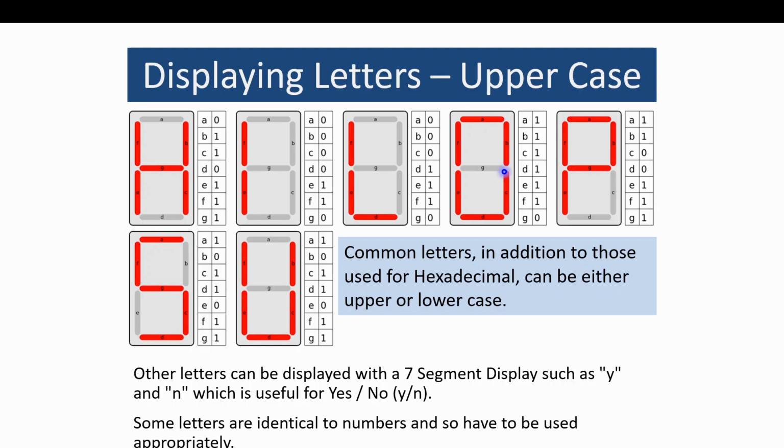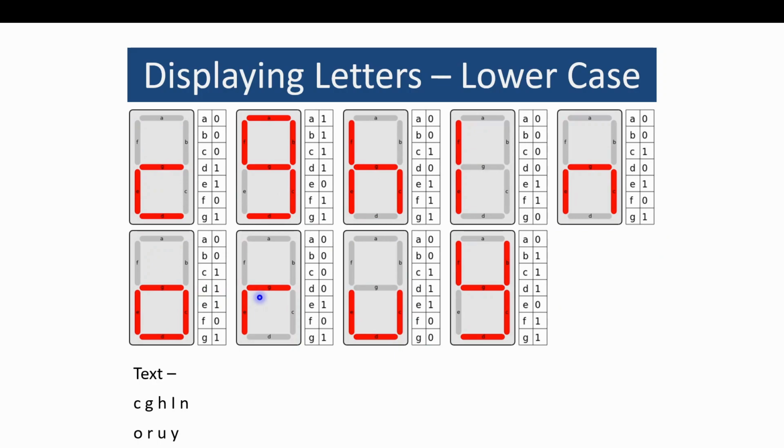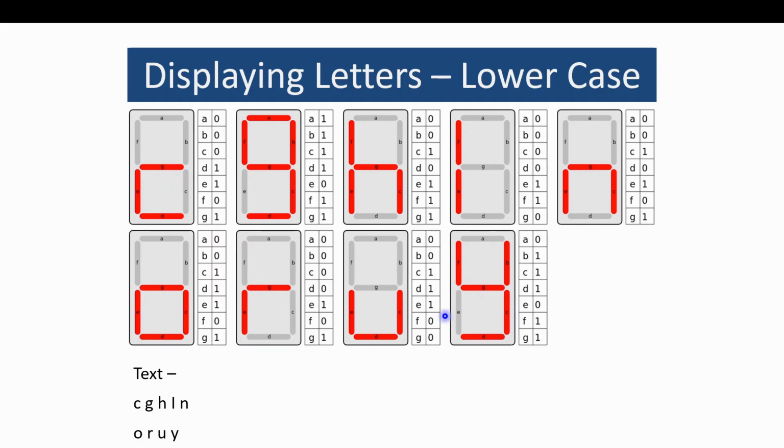We can also create some other letters. For example, an H or I or L and O and P and S and U and so forth. Similarly, over here we have created C and G and small h and I and N and O, R, U and Y. All right, you can create them.